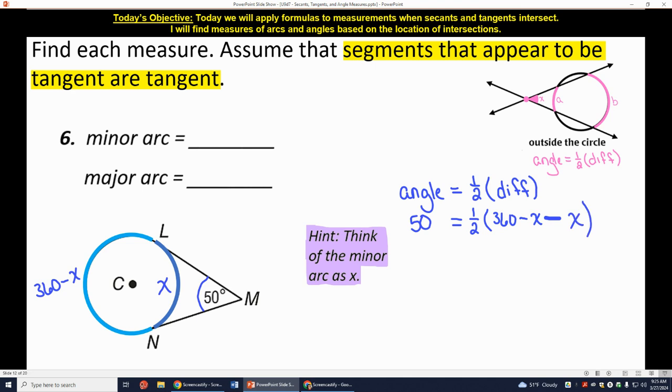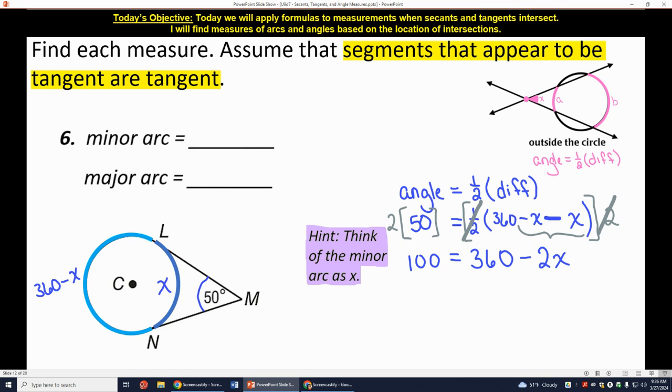The first thing I'm always going to do is try to remove any fractions. To remove the 1/2, I'm going to multiply both sides by 2. When I multiply the right side, I also have to multiply the left side. 2 times 50 is 100. On the right-hand side, my 1/2 and my 2 will cancel out, leaving me with 360 minus x minus x. I can combine those two x's. Minus 1x minus another x is minus 2x's.